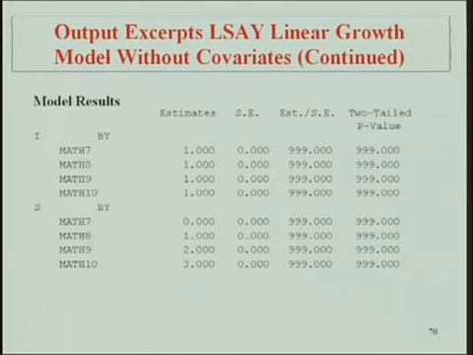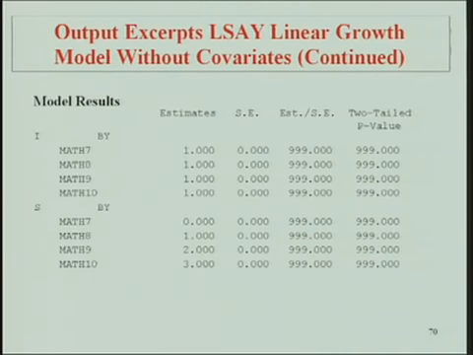I is measured by math 7, 8, 9, 10 with factor loadings 1. All fixed. You can tell that they're fixed because standard errors are 0. And you don't get the estimate to standard error ratio. You get the 999 instead in that column, saying you can't compute that ratio because the denominator is 0. So these are fixed values just by the definition of the model.